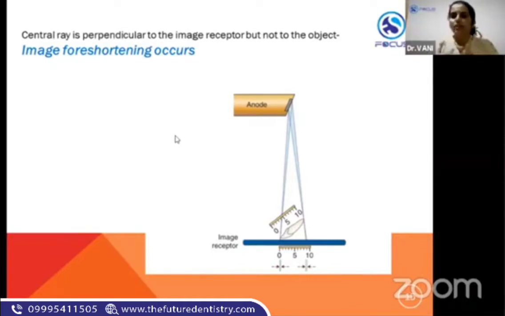And obviously, you have an externally projected ring onto which you can just project the cone. So inherently, in the paralleling technique, the central ray will be perpendicular to both the tooth and the receptor because you are using film holders. But in the bisecting angle technique, that's why we are directing the beam onto an imaginary line bisecting the angle between the tooth and the receptor.